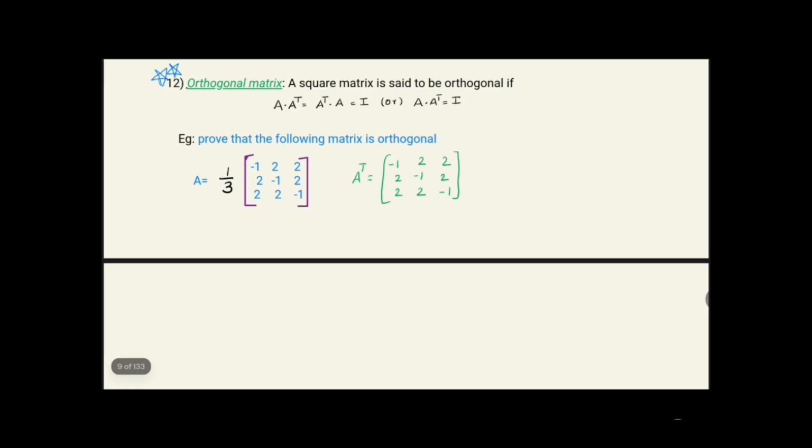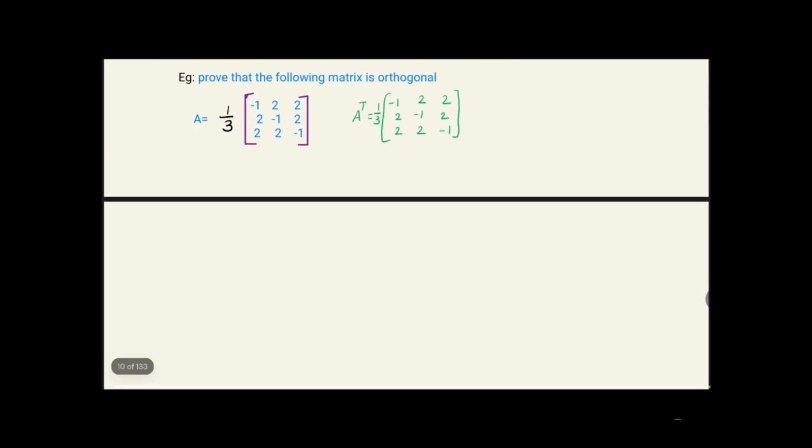What is the next step? I should multiply these two, A into A transpose. Sorry students, here we have 1 by 3 also here. So I should multiply this A and A transpose now. A into A transpose is equal to 1 by 3 into minus 1, 2, 2, 2, minus 1, 2, 2, 2, minus 1, into 1 by 3 into A transpose, which we got as minus 1, 2, 2, 2, minus 1, 2, 2, 2, minus 1.